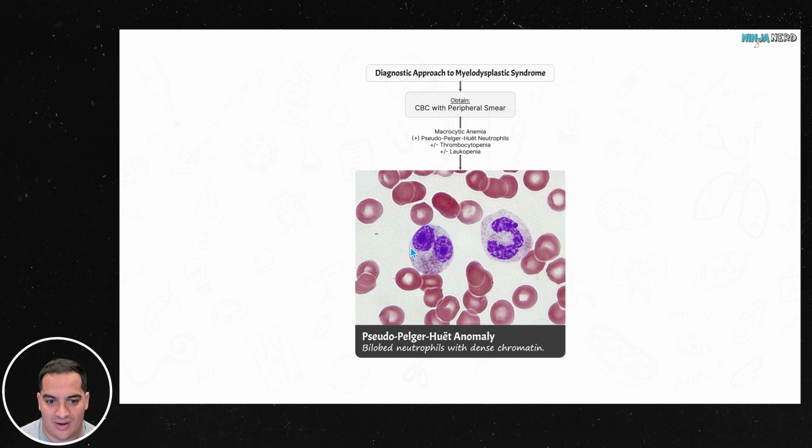Looks like these dudes are staring into your soul. That's a neutrophil with a bilobed nucleus and a lot of dense chromatin in the center. So that right there would really signal that concern.